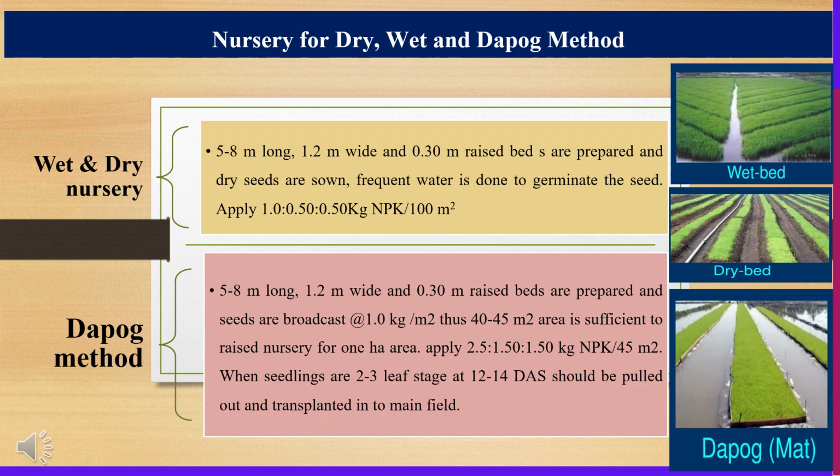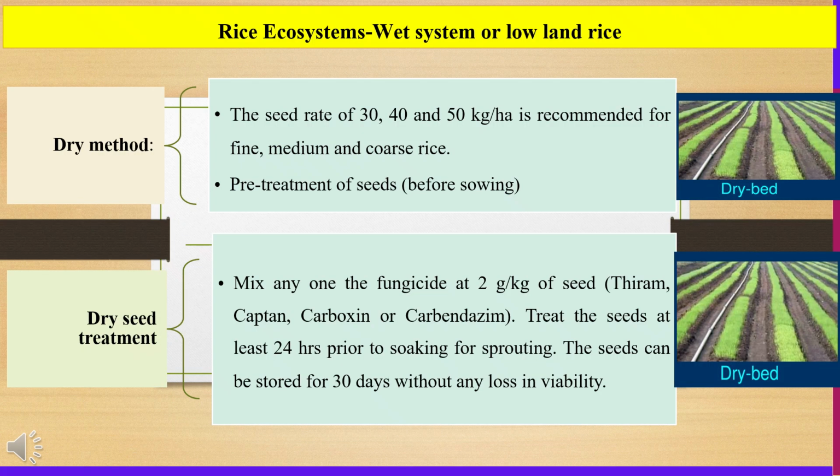After about 12 to 14 days, when the seedlings reach the 2 to 3 leaf stage, they should be pulled out carefully and transplanted into the main field. Seed rate for different rice varieties.